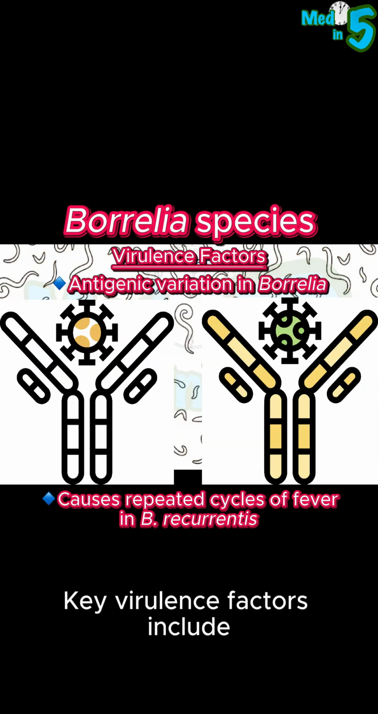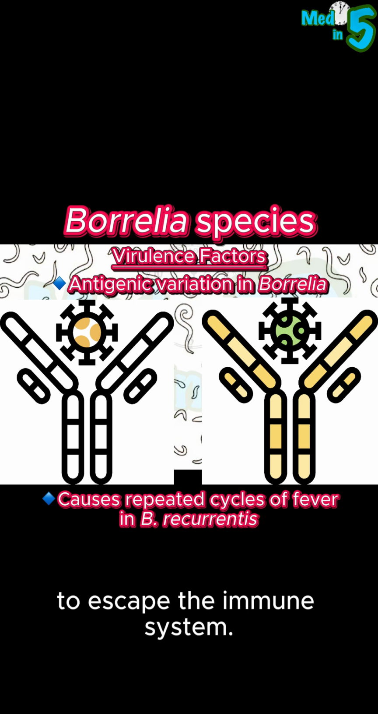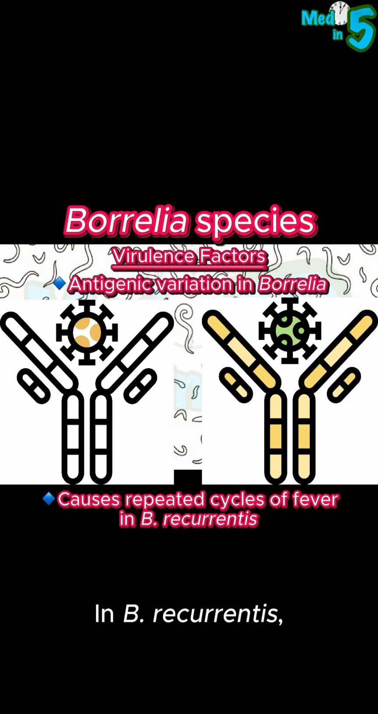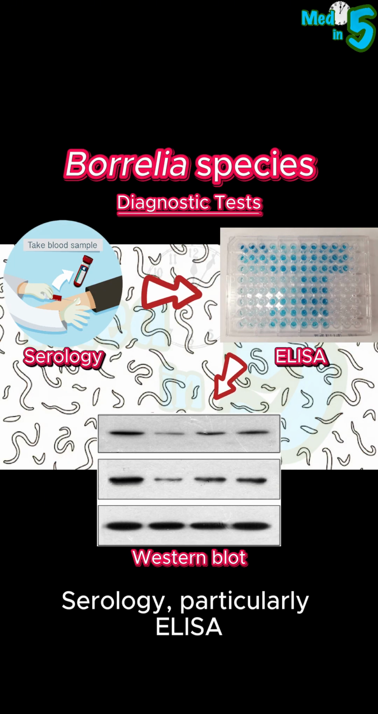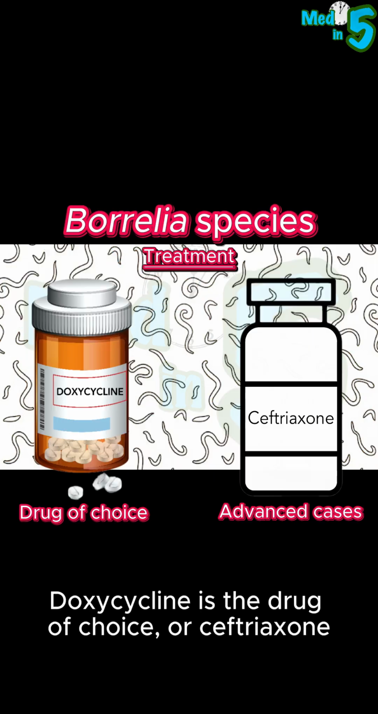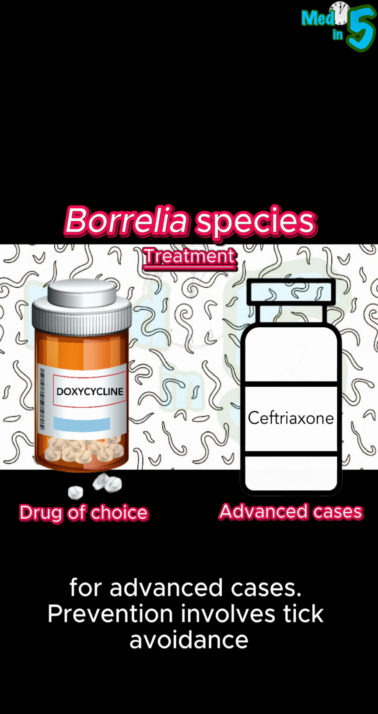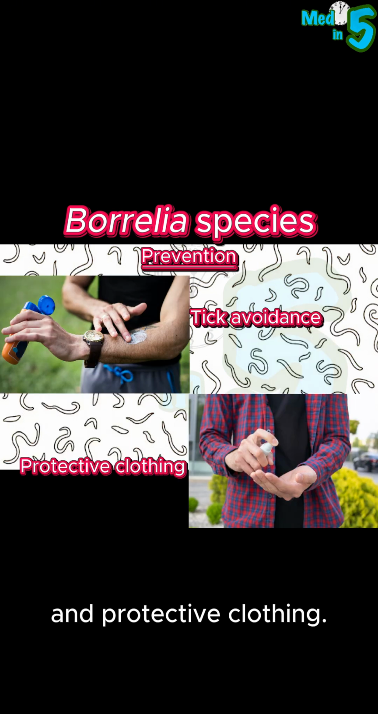Key virulence factors include antigenic variation of surface proteins to escape the immune system. In B. recurrentis, this ability causes the repeated cycles of fever. Serology, particularly ELISA followed by Western blot, helps with diagnosis. Doxycycline is the drug of choice, or ceftriaxone for advanced cases. Prevention involves tick avoidance and protective clothing.